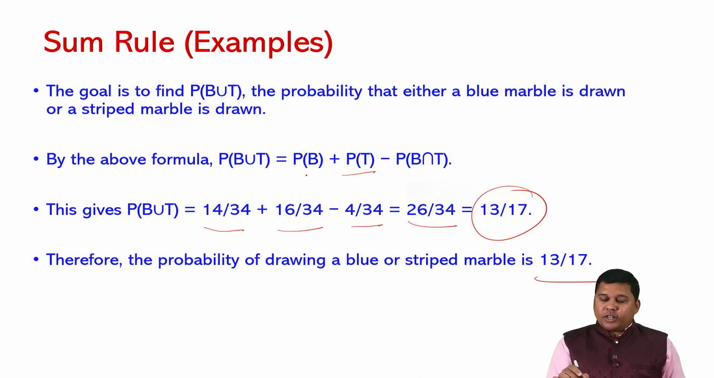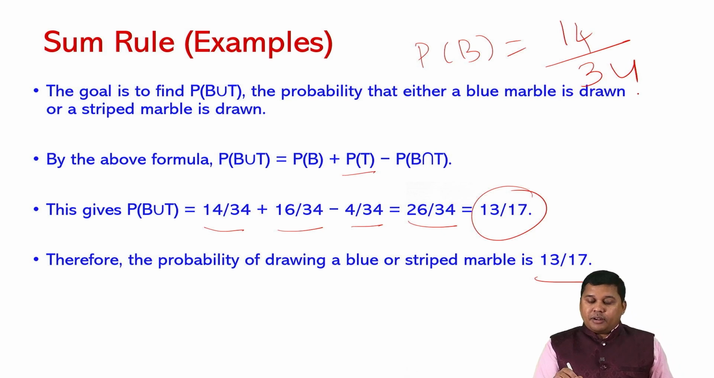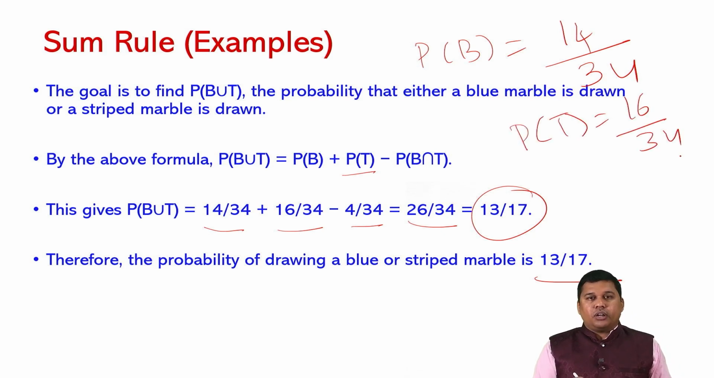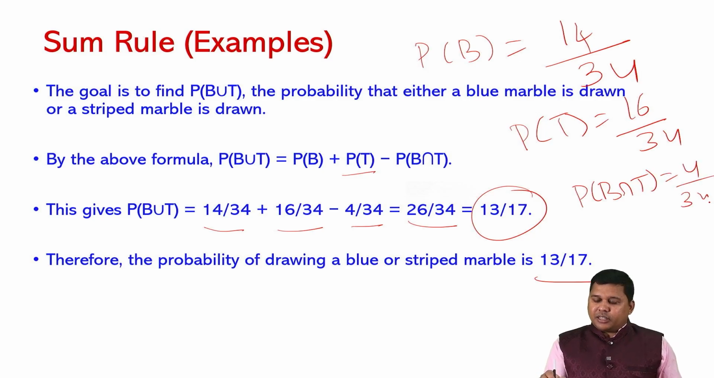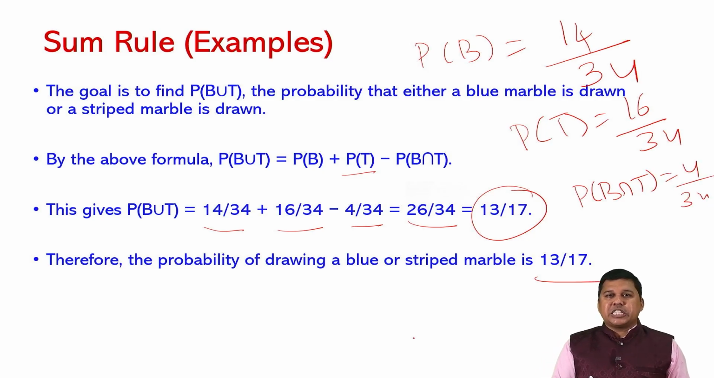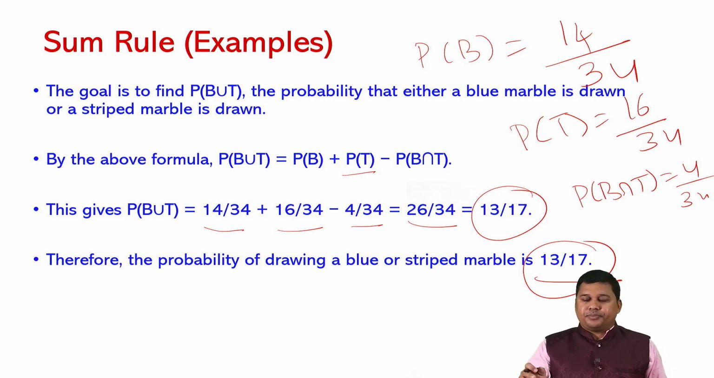I hope you understood how we got this. P of B is given in the question as 14 out of total 34, and P of striped is given as 16 out of 34. We are also given that there are 4 common marbles which are both blue and striped. So, P of B intersection S is given to us as 4 by 34. Applying them in the sum rule, we get the answer as 13 by 17. Okay. So, this is the application of the sum rule.